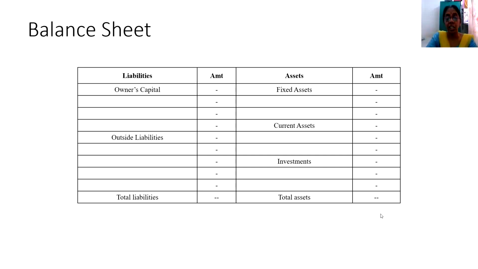Now look at the entire chart once again. On the left hand side, the total liabilities represent the total sources of funds. The assets represent the utilization of funds. In what different forms have you utilized your money across? Now together it forms a statement.